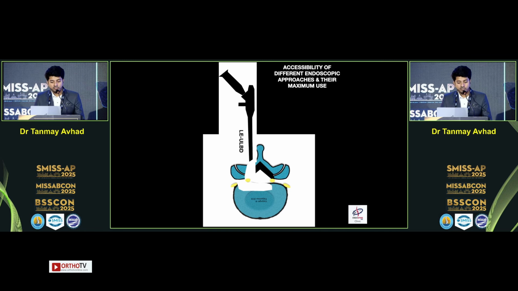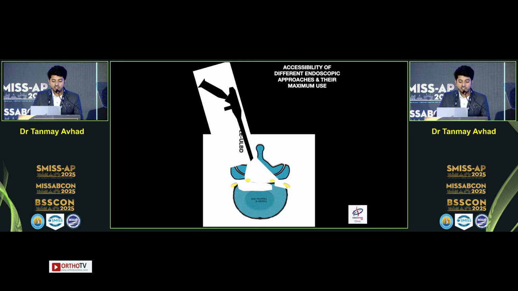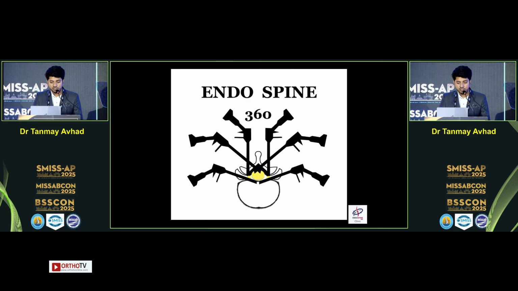Also, very important, with the help of ICLF, which is contralateral decompression, you can access the other side foramen as well. So this is basically the gist of what you can approach with both of these approaches. This is where the concept of endospine 360 comes in, where you can access all the parts of the pathology by a combination of transforaminal and interlaminar approach.